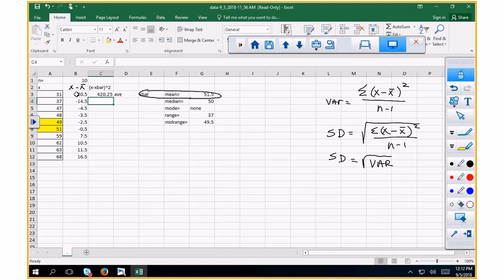All right, so we copy that down. And when we copy that down, we get what? That number. Now, let's look at the formula. We've done so far, let me turn on the handy dandy highlighter. So far, we've done this.